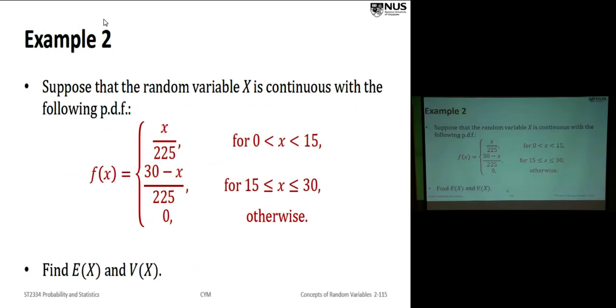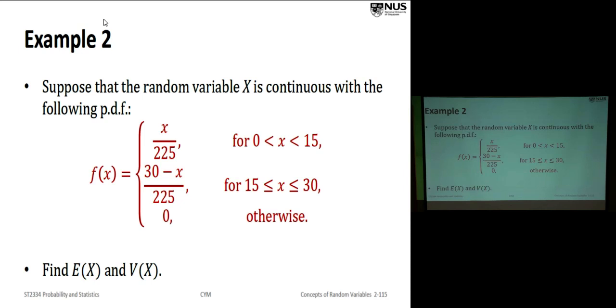Okay, example 2. So example 2 is the case where you have continuous random variables. So in this case, you have a random variable x. It happens to be continuous, and it has a PDF, which is written down there. So if x lies in the interval 0 to 15, it's x over 225. If x lies between 15 and 30, it's 30 minus x over 225, and it's 0 otherwise. So this function is at least non-negative, and if you compute the integral over the space, you'll get back 1. So it's a valid PDF. We're going to do integrals with respect to this in a moment. So if you're worried about how to do that, it should be clear at the end of this question.